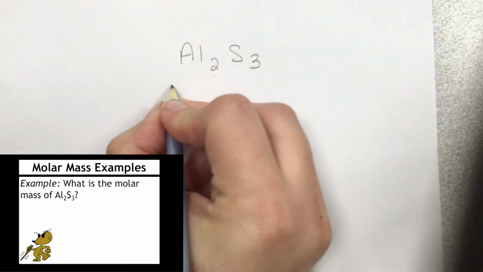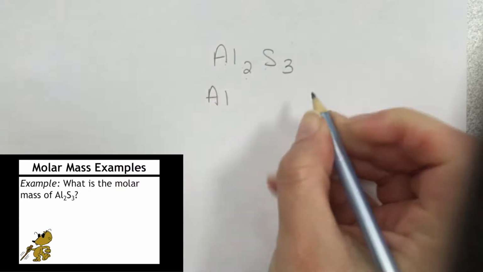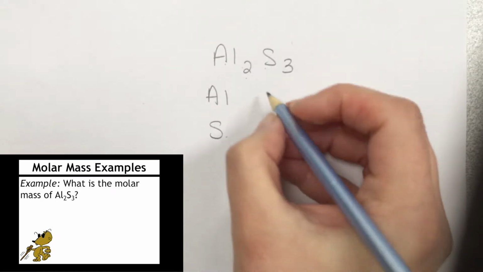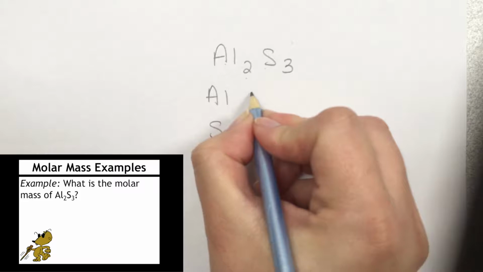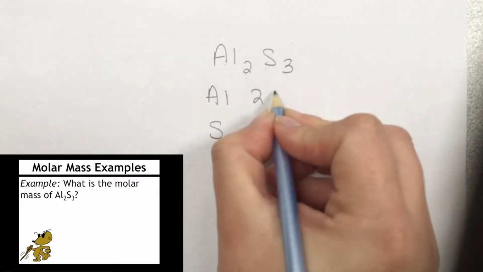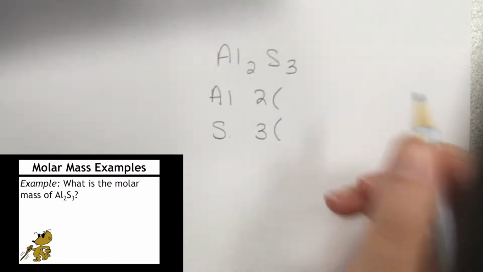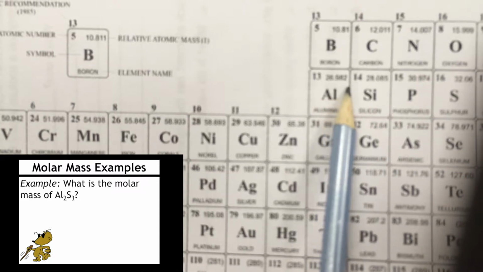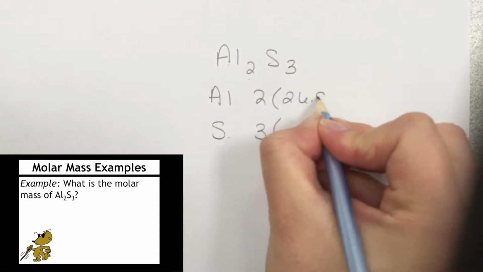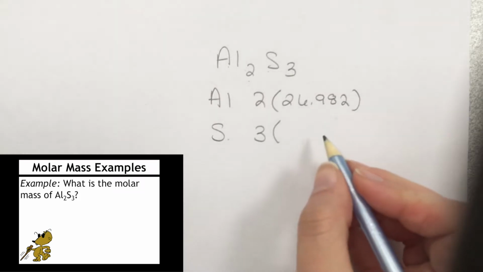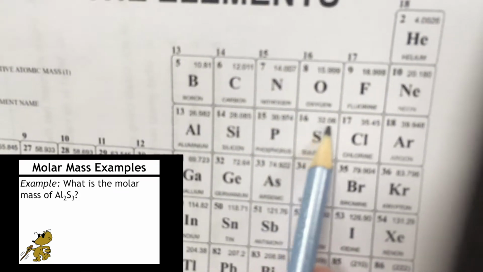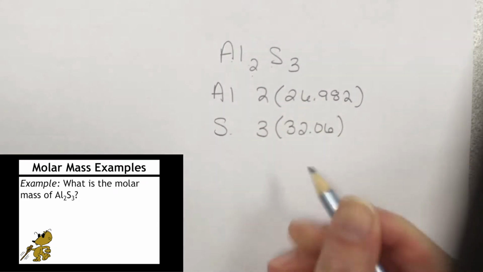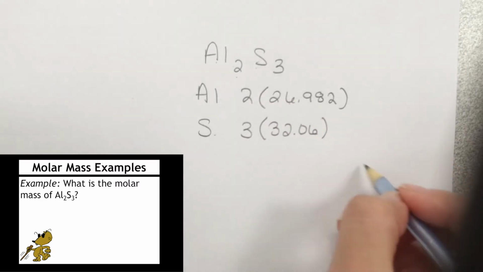So I like to solve the equation by just writing the different atoms that we have in the molecule. We have aluminum and we have sulfide atoms, or ions actually. So aluminum, we have 2 of them, and sulfurs, we have 3. Aluminum's atomic mass is 26.982, and sulfur's atomic mass is 32.06. We're just going to multiply, and then we will add them together.